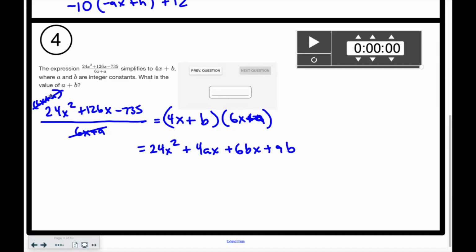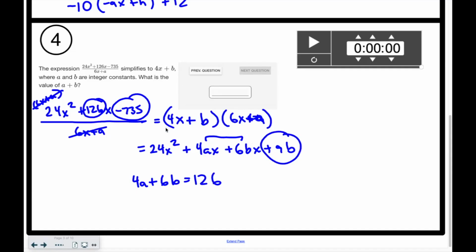So obviously the 24x squareds match up, but that doesn't really help me. And then I think about this. Well, if I were to combine these, I would really be doing 4a plus 6b. That would be the coefficient of x. That has to equal 126. And then I need the constant term to equal negative 735. So ab has to equal negative 735.